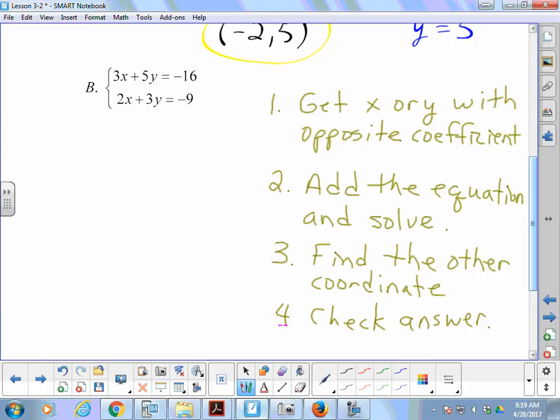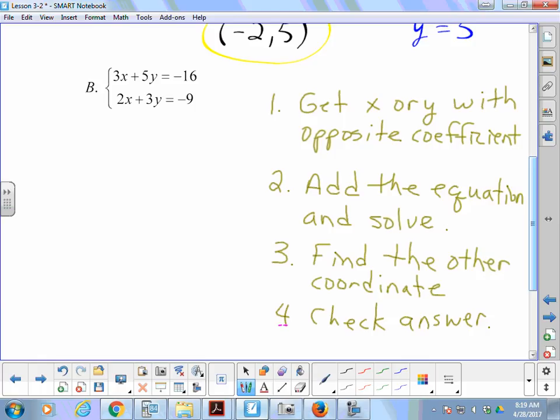Now, in this situation, it's not so nice. We don't have them the same. So what I have to do is pick which one I want to eliminate. It does not matter which one it is. What we have to do is find the least common multiple of the coefficients of x or the coefficients of y to eliminate them. So we're going to work with the x in this situation.